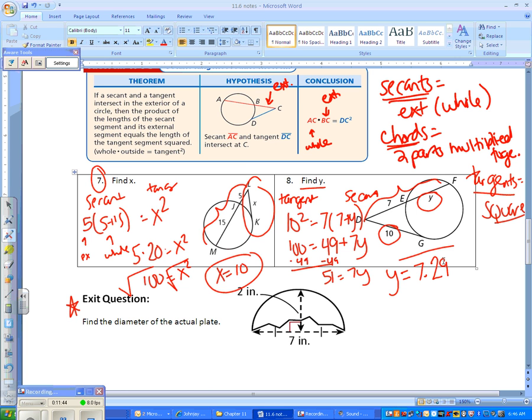Did I do something wrong? 7, external part times the whole thing, 7 plus y, 10 squared, 7 times 7 is 49, 7 times y is 7y, okay. No, I don't think I did my math wrong.